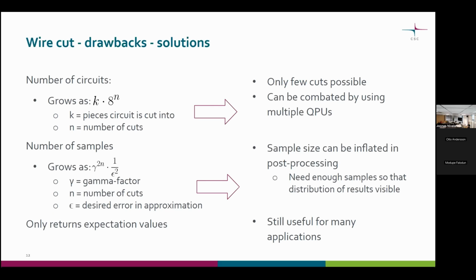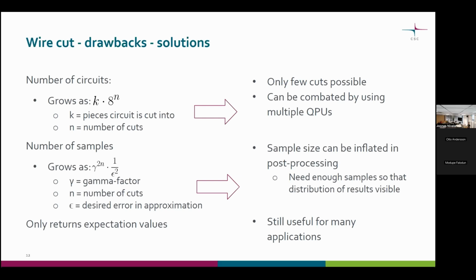And how to combat these drawbacks? Well, for everything that scales with the number of cuts, the obvious solution is to find use cases where you only need a few cuts to partition your circuit. You can also combat this by parallelizing all the circuits between multiple QPUs. So you would use parallel quantum computing.